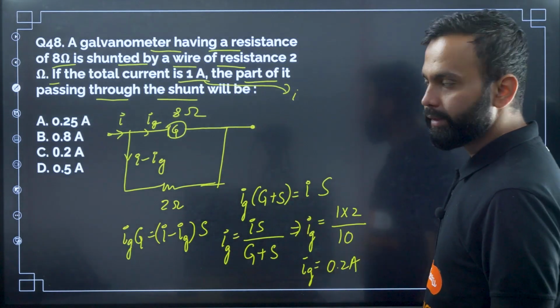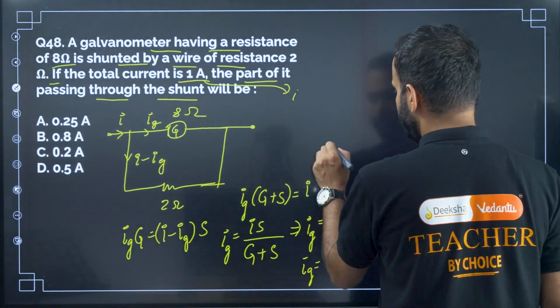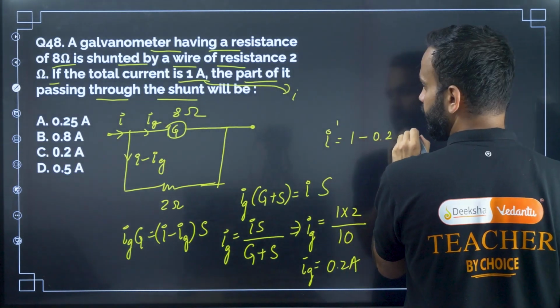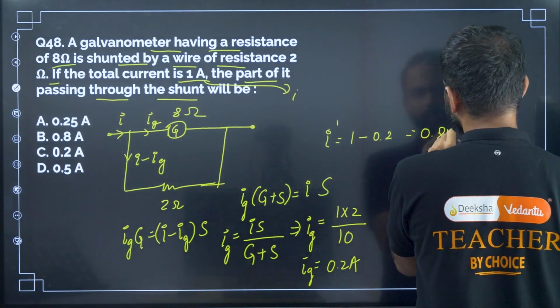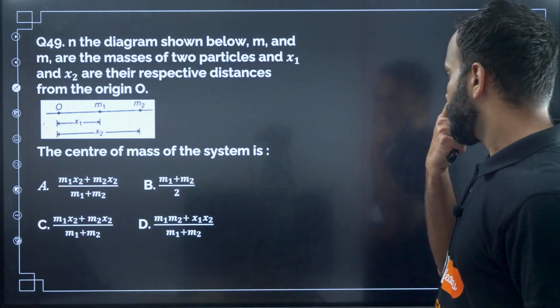Okay. So let us find I dash. What is the total current? 1 ampere, right? Ig is 0.2 ampere. So now I dash is equal to 1 minus 0.2, that is 0.8 ampere. So the correct option is B. Okay. Yeah.